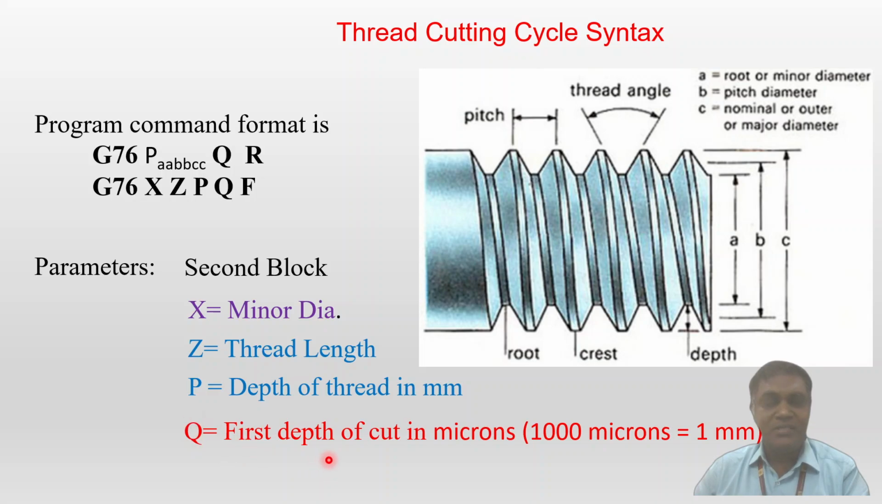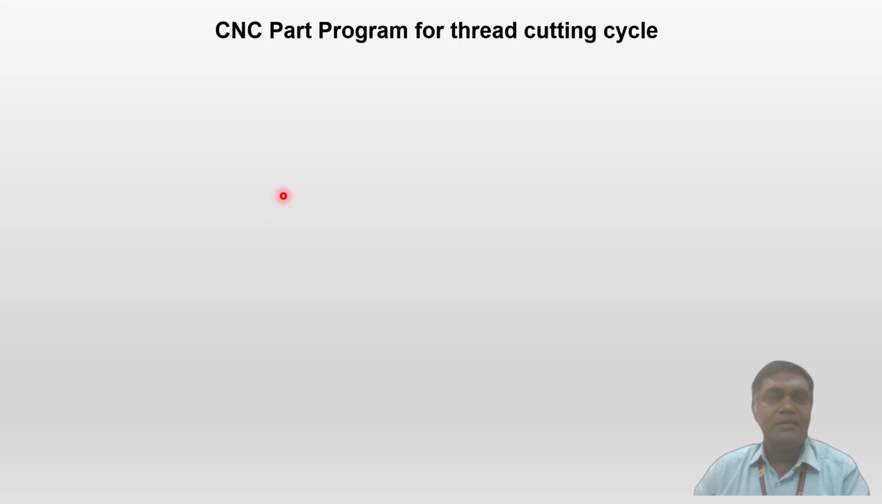And Q is the first depth of cut in microns, where 1000 microns is equal to 1 mm. And F is the thread pitch in mm, so the pitch value is given with the letter F. So this is the simple syntax we use for writing the part program for external thread cutting. Now let us see the part program.